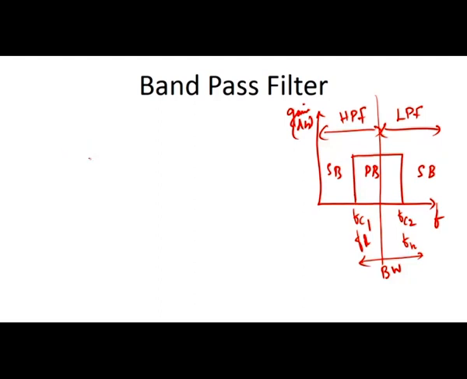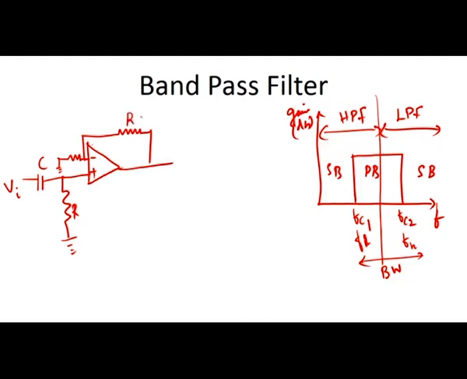For the high pass filter, you have the capacitor in the input arm and the resistor in the shunt arm. Say this is R, this is C, this is Vi. Here the resistor is grounded and given to the negative terminal, and the feedback resistor is given to the negative terminal from the output. So, this is the high pass filter.